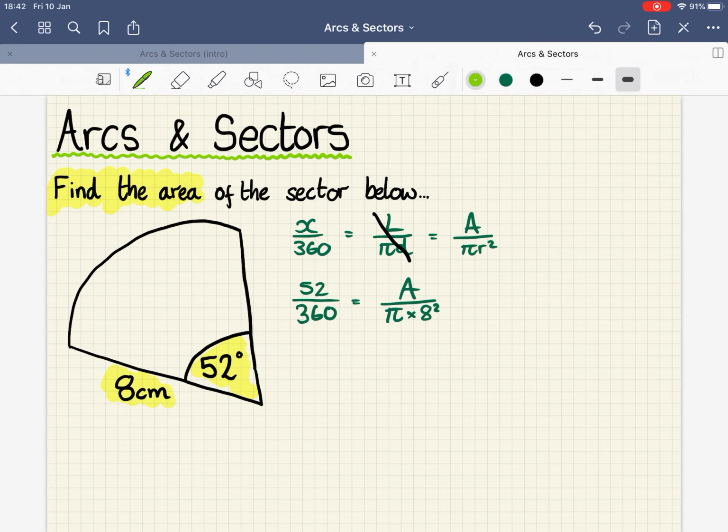So here's a little trick to help us rearrange. A is the thing I want, so I have A equals. I multiply across the diagonal, so it's going to be 52 times pi times 8 squared, and it is all over the thing on the bottom.